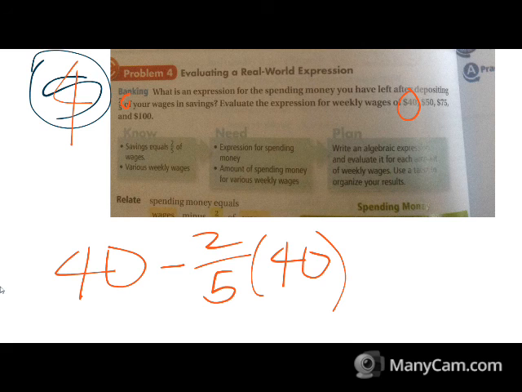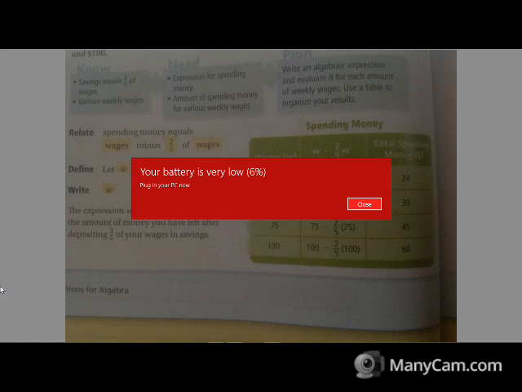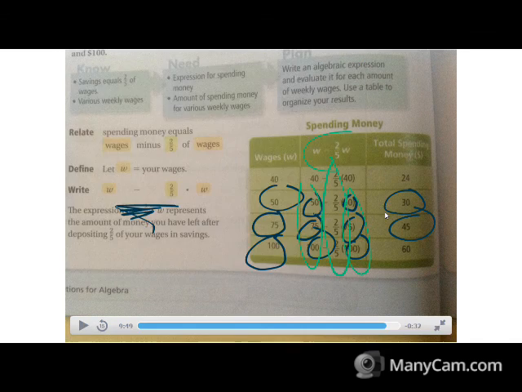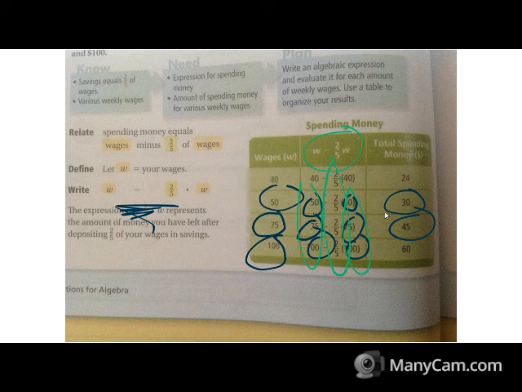So, continuing on to 50, 75, and 100, you have 50, so the 50 goes here and here. So you're left with 30. 75, 75 minus 2/5 of 75, which is 45. 100, 100 minus 2/5 of 100. So, what's always staying constant? Here, the expression is going to be W.